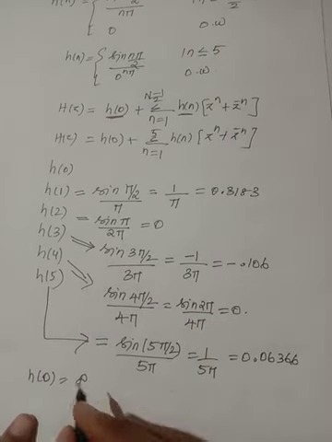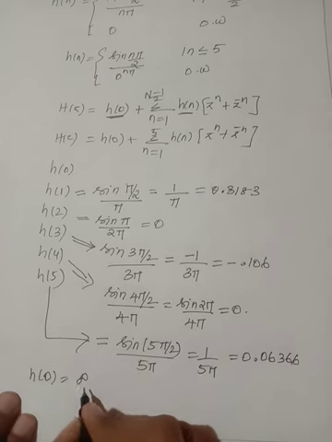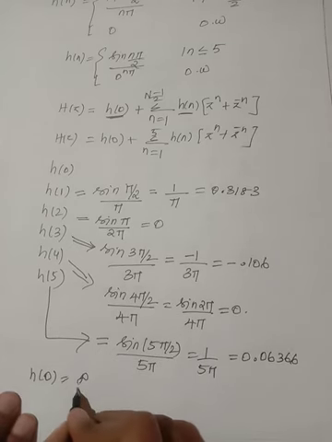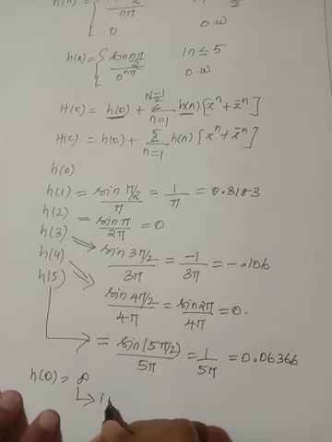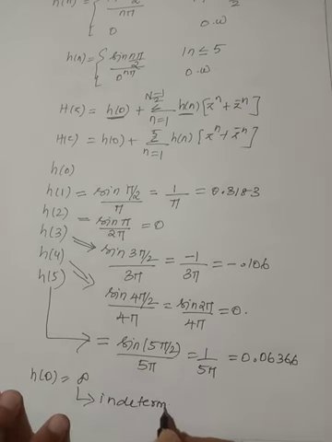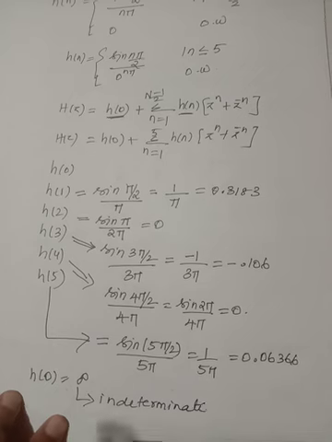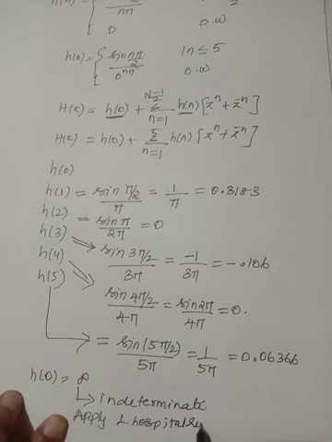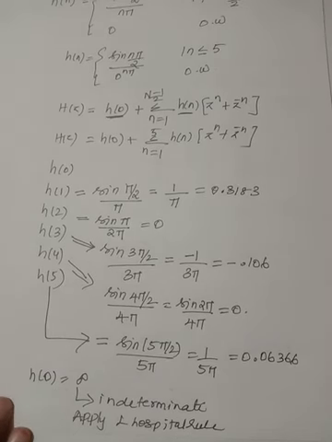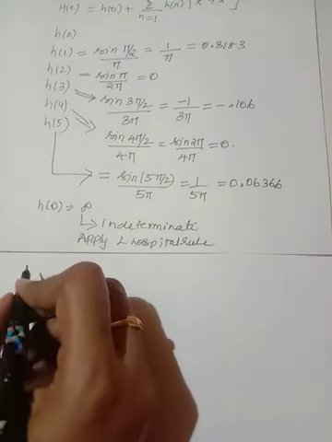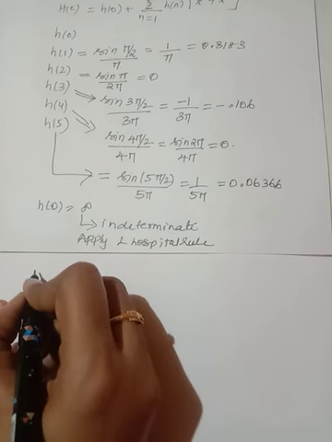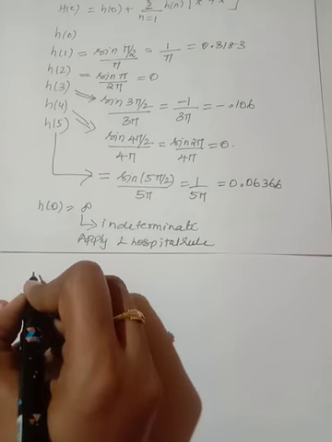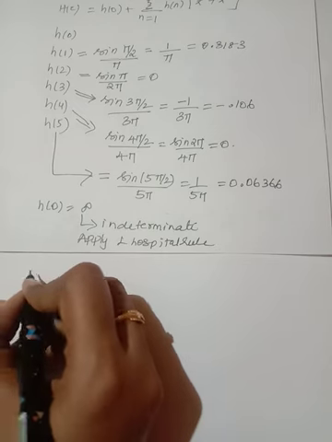In order to avoid this, whenever you get infinity, this value is indeterminate. We may not be able to determine the value. So I am going to apply L'Hospital rule for this. What the L'Hospital rule says is, we need to differentiate the numerator and denominator separately.